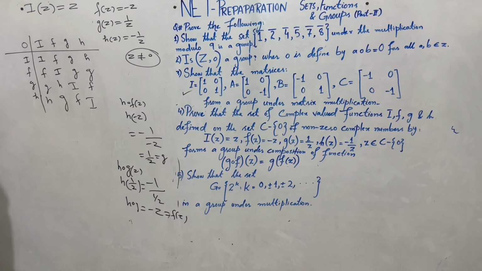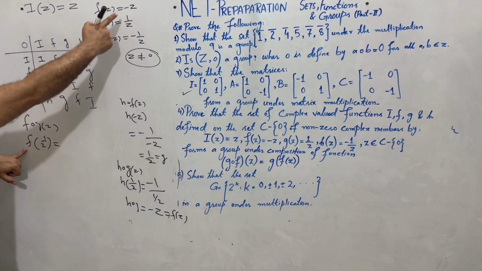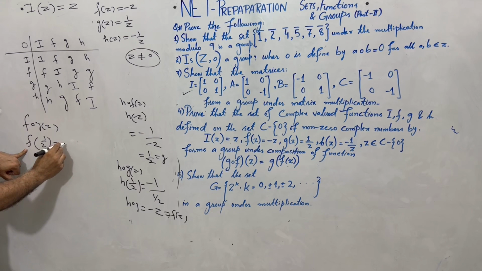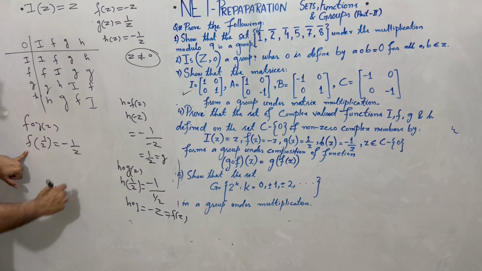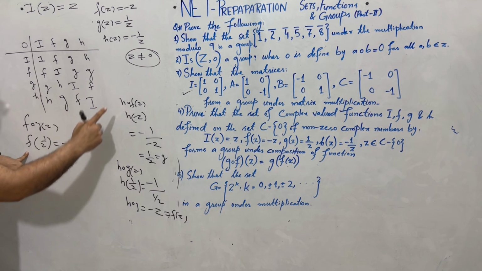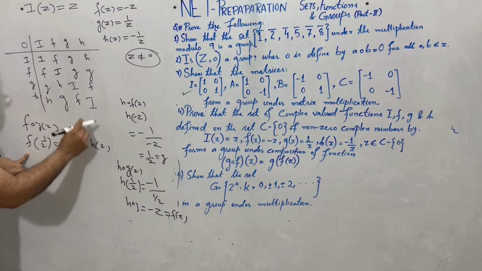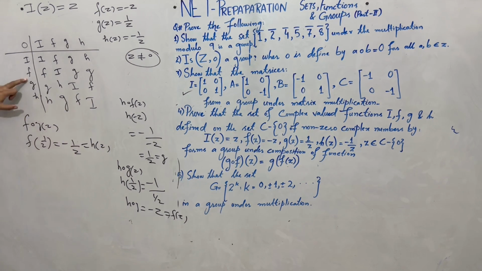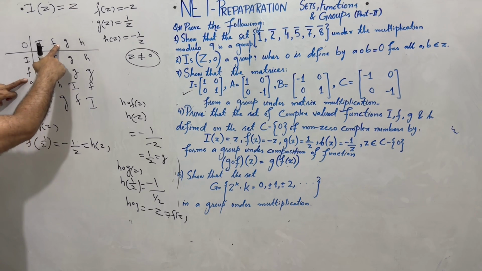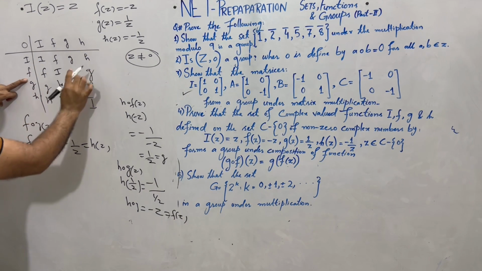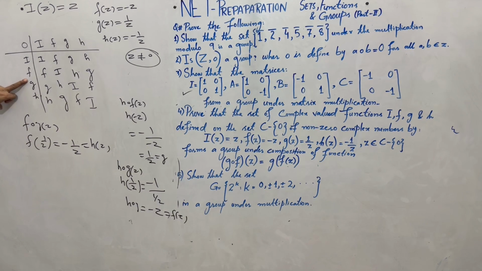Might be. F times G. Composition of F with G of Z. G of Z is equal to 1 over Z. For F, instead of Z I have to plug in 1 over Z, which gives minus 1 over Z, which is equal to H of Z. So F times G is H. Now everything settled down.